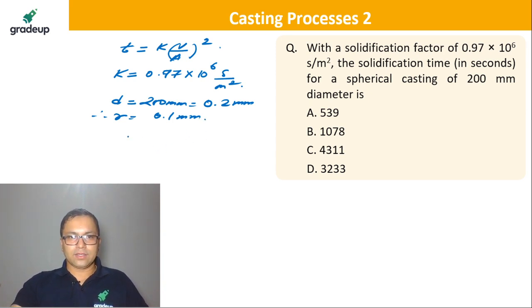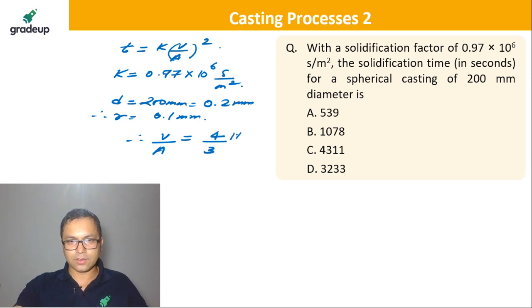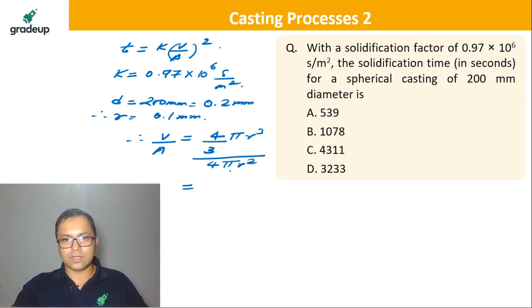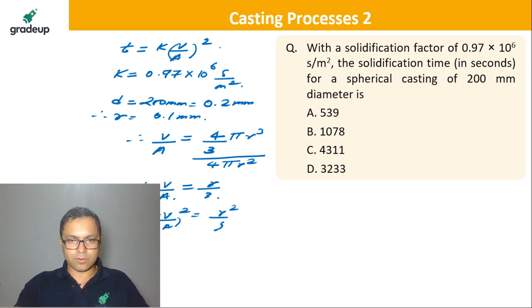Isn't it? Yes. So V upon A is how much? So what is the volume of sphere? Volume of sphere is 4 upon 3 pi r cube. And what is the surface area? That is 4 pi r square, right? So this is nothing but r upon 3. Okay, so V upon A, are you getting it? Okay, let's see. So V upon A equal to r upon 3. So V upon A whole square equals r square upon 9, right?